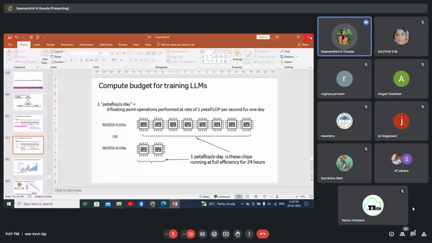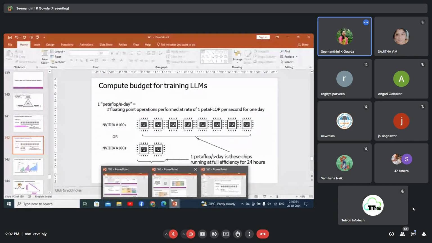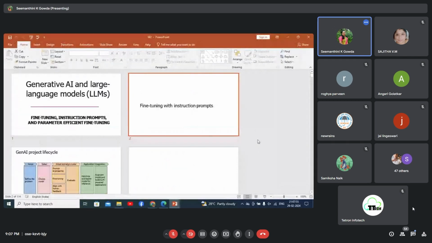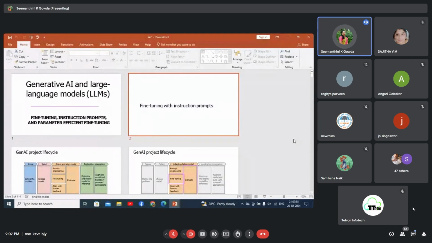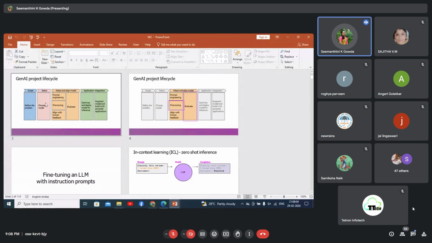I'll be talking about some concepts of fine tuning here. As I said, we were talking about this initial phase. How can we choose the model? How are we going to define the model? Is only the encoder model enough, or are both the encoder and the decoder models required?